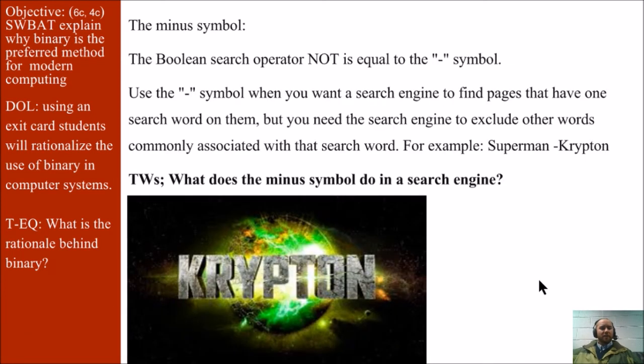Alright, so to start, the minus symbol. The Boolean search operator not is equal to the minus symbol. So when you use this symbol, you are searching to find pages that have one word on them. But you need the search engine to exclude all the other words.